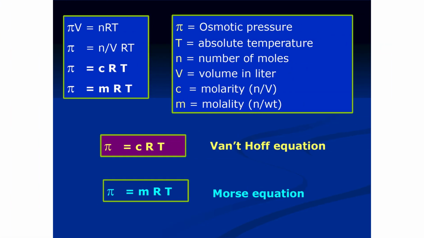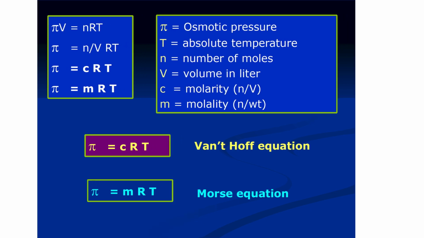The equations show that osmotic pressure, pi, is equal to molarity, M, times the gas constant, R, times temperature, T. It is also equal to molality, m, times the gas constant, R, times temperature, T. Here, the gas constant is represented by R. The form using molarity is known as the Van 't Hoff equation, and the form using molality is the Morse equation.